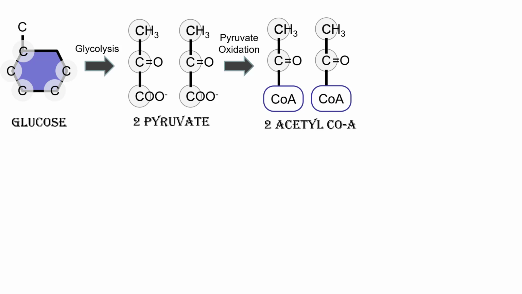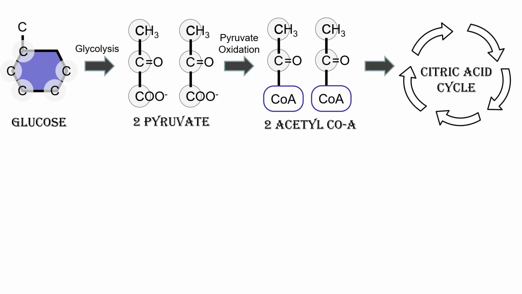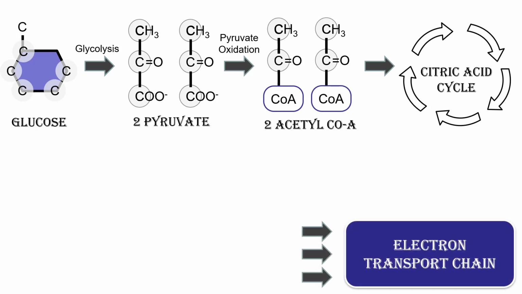So pyruvate oxidation, 2 molecules of pyruvate enter this reaction, and the products of the reaction are 2 molecules of what we call acetyl-CoA. These 2 molecules are going to enter the citric acid cycle. So for each molecule that enters the citric acid cycle, the cycle is going to turn once, okay? So first, the first molecule of acetyl-CoA enters, and then the second molecule enters. Now those all end up generating electrons that are going to be used in the electron transport chain.